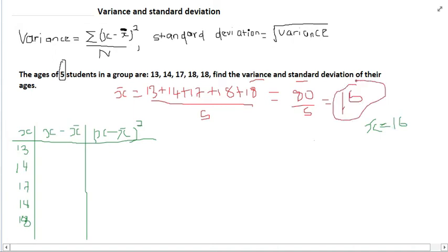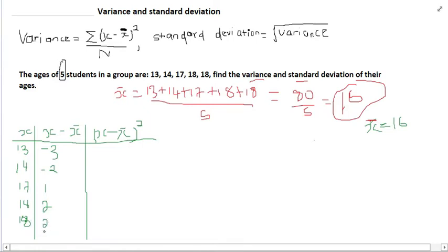All right, then x minus x bar, knowing that x bar, which is the mean, is 16, is going to be 13 minus 16. That is going to be minus 3. 14 minus 16 is minus 2. 17 minus 16 is 1. 18 minus 16 is 2. 18 again minus 16 is 2.